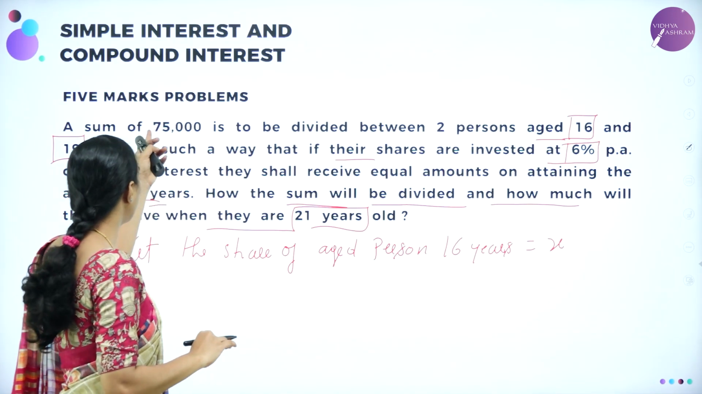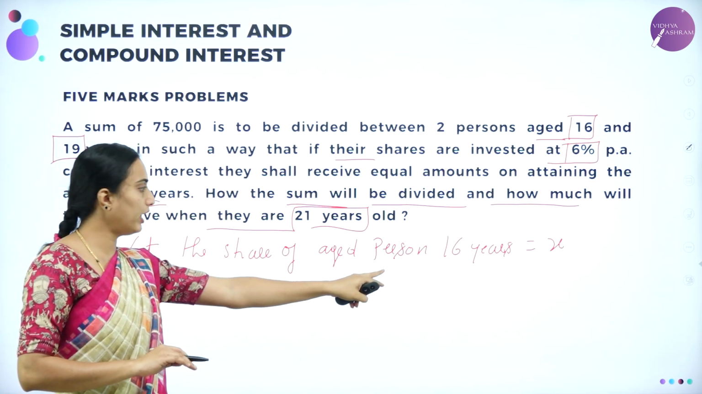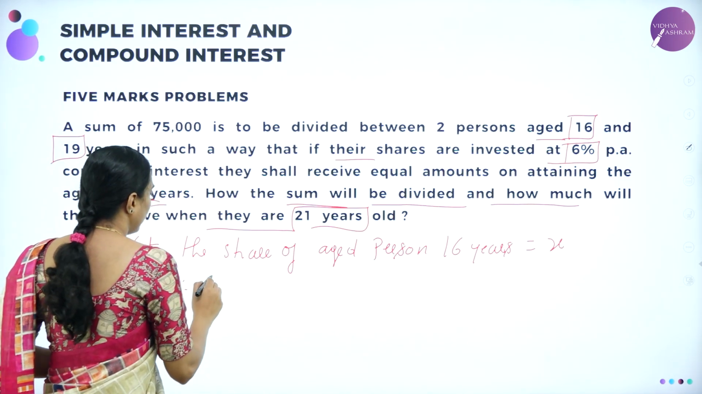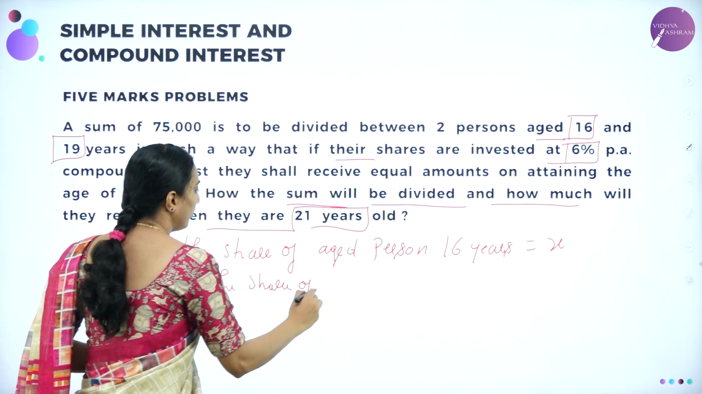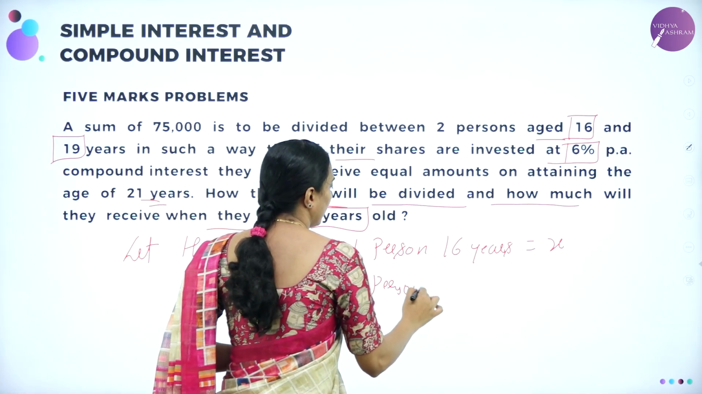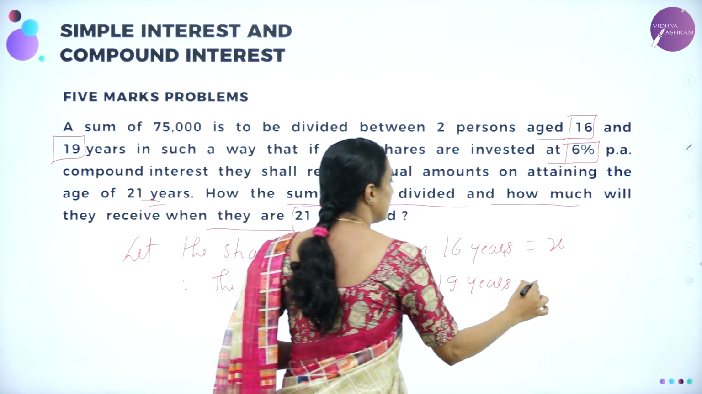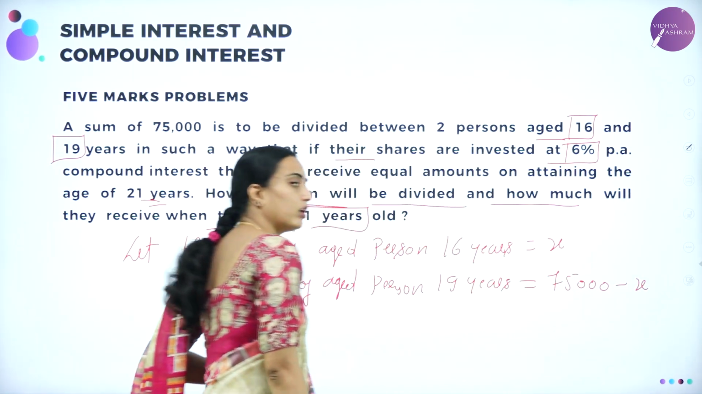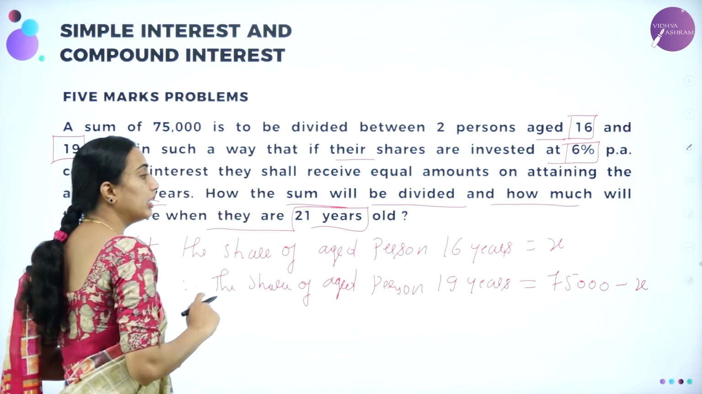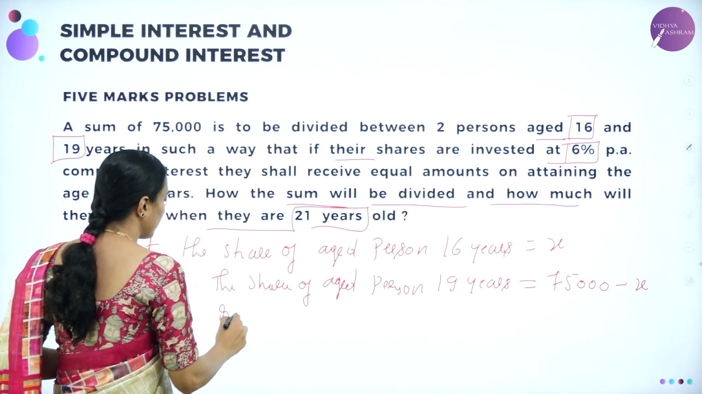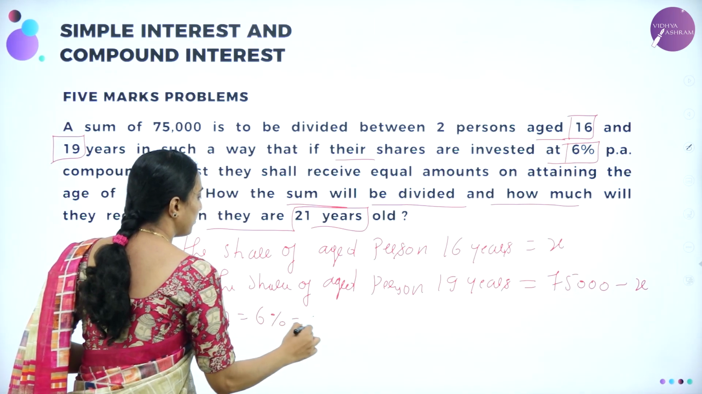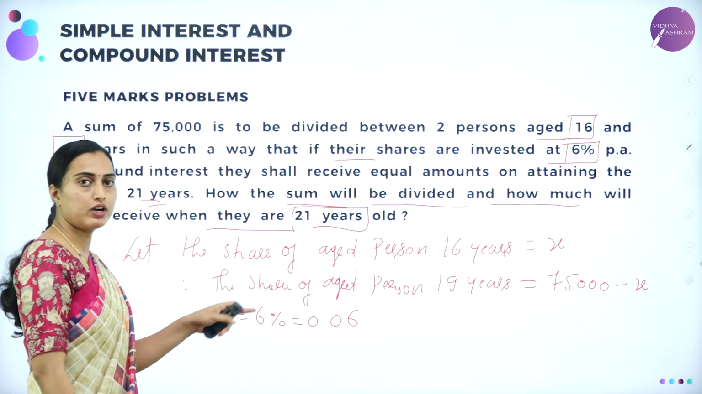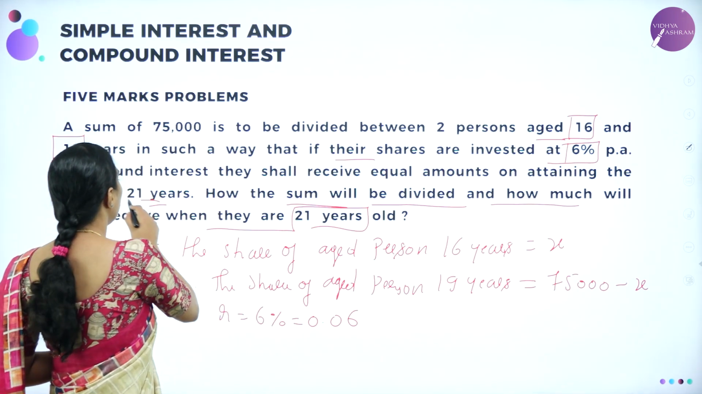Share of the other means the amount minus what we have considered for the age, that is X. Therefore, the share of the aged person of 19 years is equal to 75,000 minus X. Now they have asked at the rate of 6%, so R is equal to 6%, which will be 0.06. Now they have asked R is equal to 6% and then aged up to 21 years.